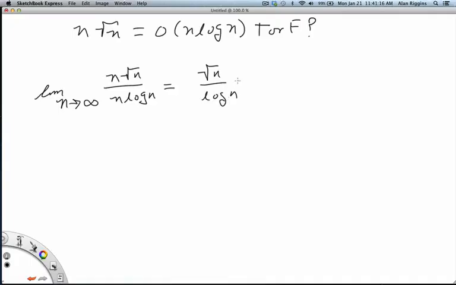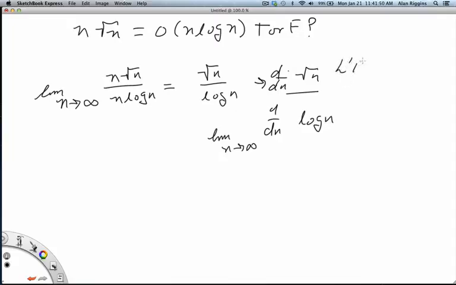We know from L'Hopital's rule that we can take the limit of the derivative of these two. So we can do that: d/dn of the square root of n over d/dn of log n, the limit as n goes to infinity. Now we want to do this because it will get rid of the log. This will turn into 1 over n. And again, this is L'Hopital's rule, which you should remember from your calculus class.